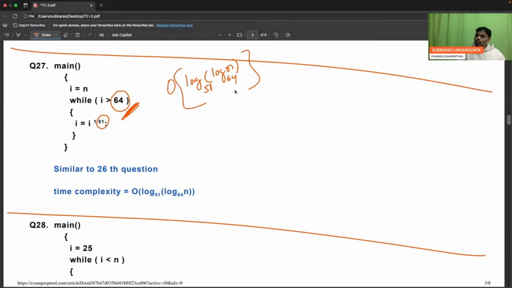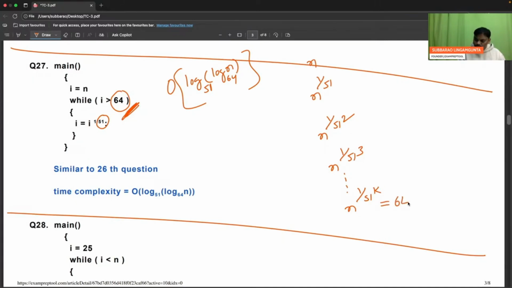If you want, you can do the proof also. Whatever way I did it over there, you can do here also. Some people are asking, sir, how? Can you see this one? n first. Next one, n power 1 by 51. Next, n power 1 by 51 square. Next, n power 1 by 51 cube. Continue: n power 1 by 51 whole power k, decreasing, almost equal to 64.